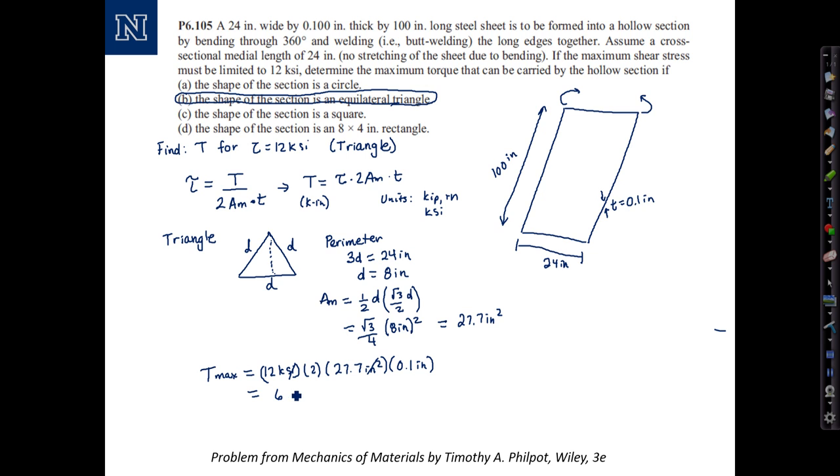T max equals 66.5 kip inches. A sanity check. Number seems reasonable. For a torque in a thin section, the units check out, and we don't have any reason to believe that we've made an error.